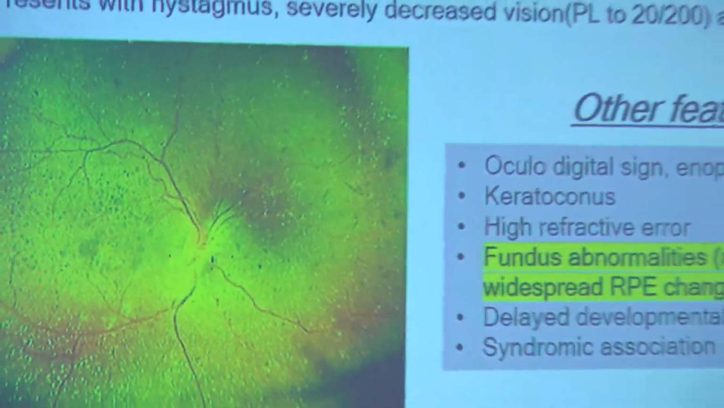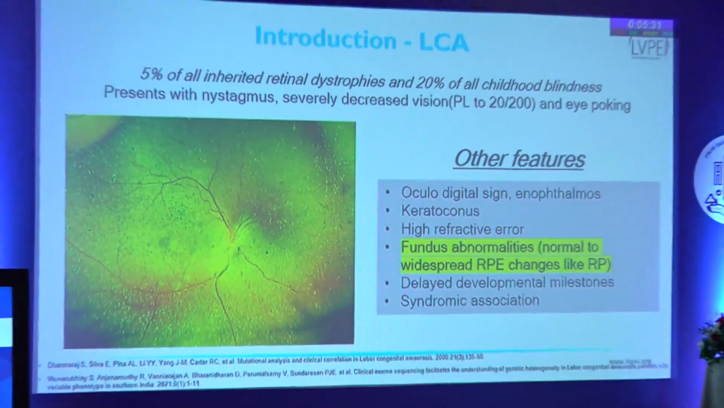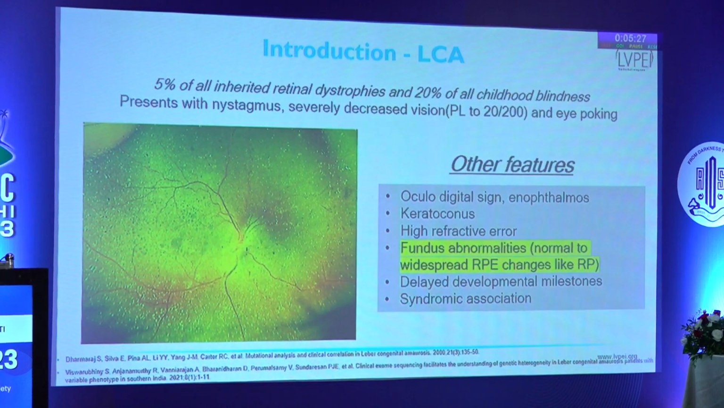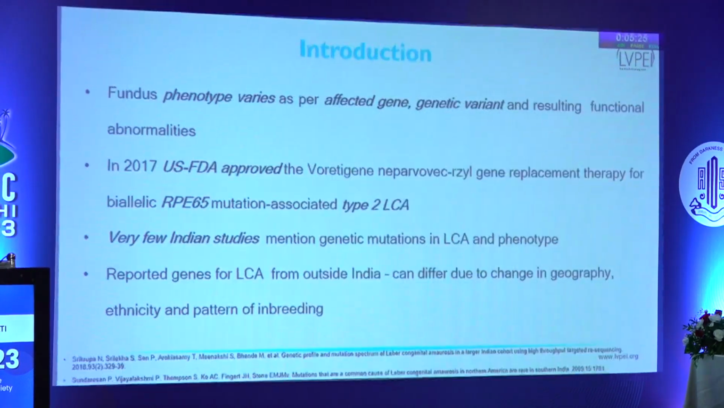5% of all inherited retinal dystrophies are due to LCA and 20% of childhood blindness is due to LCA. We all know that typically an LCA patient presents with severe affection of vision, nystagmus and eye poking. What is interesting to note is the fundus. Sometimes it can vary from normal to widespread changes like RP. So this is where genotyping will help to identify the disease thoroughly. The fundus phenotype varies with the affected gene and genetic variant.